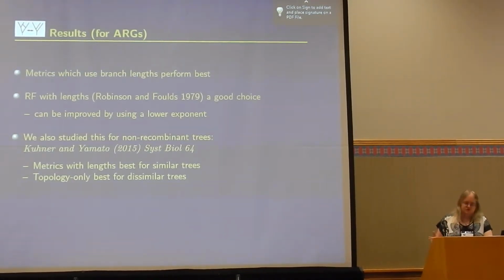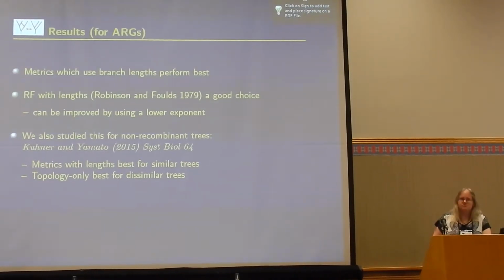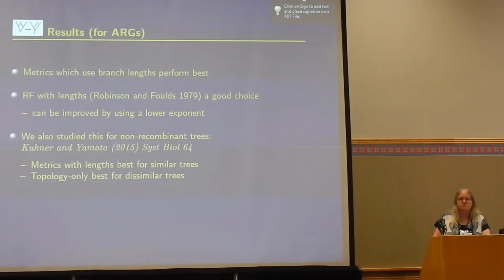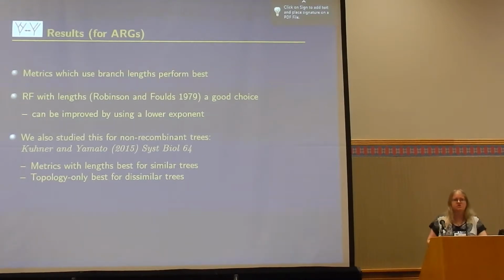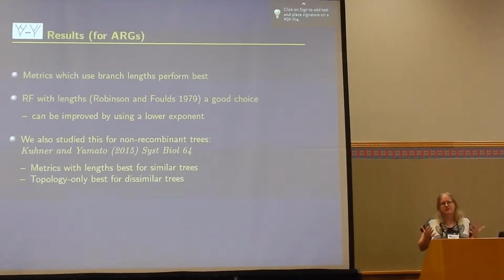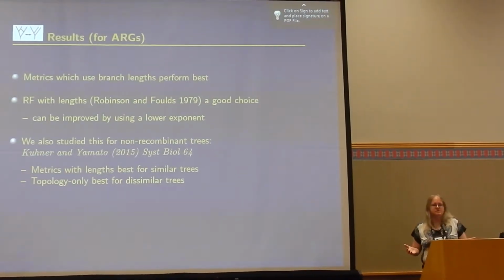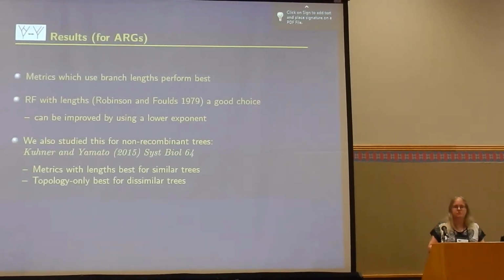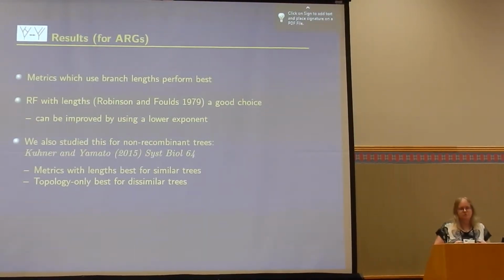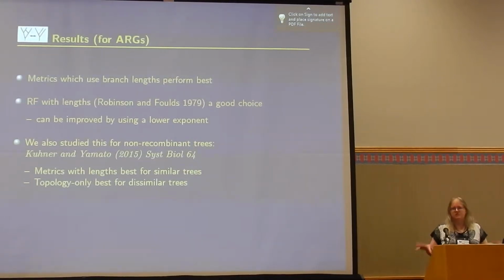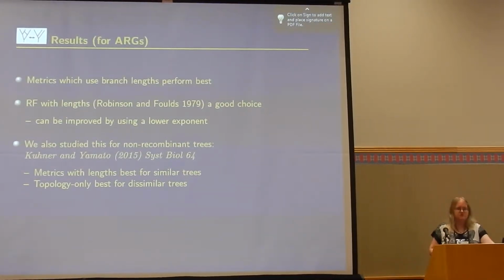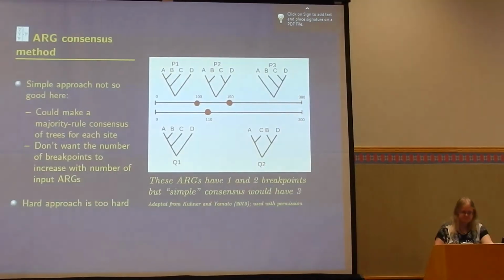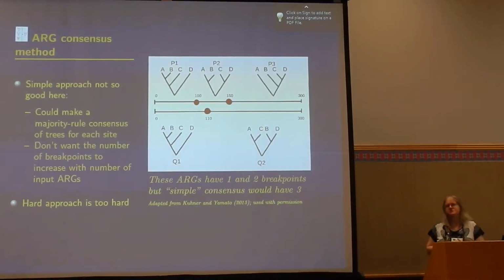We also looked at this on non-recombining trees. Metrics with branch lengths are far, far superior for trees that are rather similar to each other. For example, if you're comparing different gene inferences of the same species tree, you really want to consider the branch lengths if your method gets them. Topology only is best if you're looking at very dissimilar trees, but that's a more limited zone of applicability. So there's a distance, and that's a good start.